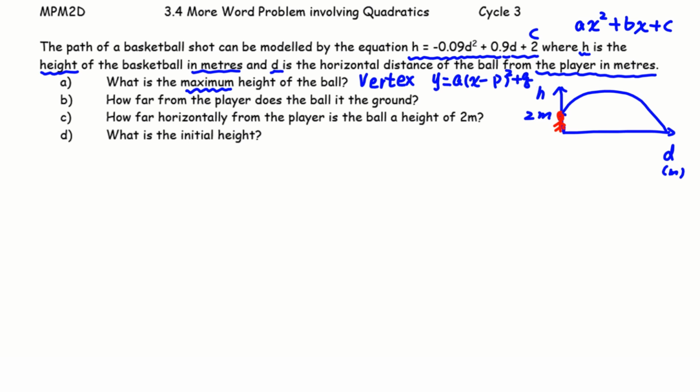So once we find the vertex, then we know at vertex we have the maximum if the a value is negative. The problem is open down. You will have maximum height at vertex. So our task is to convert the standard form to vertex form.